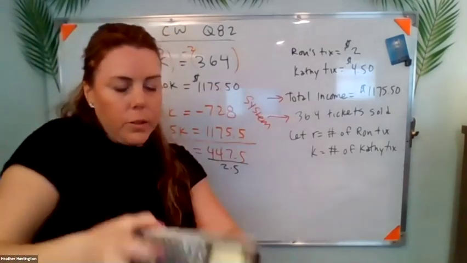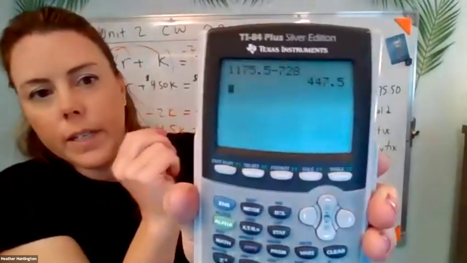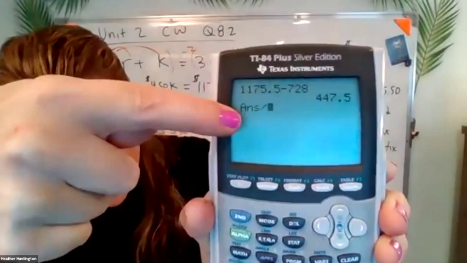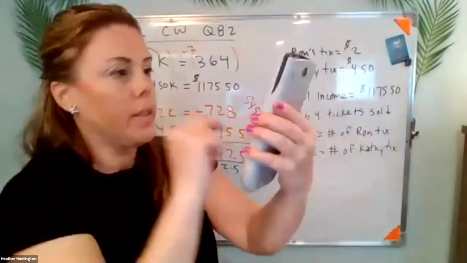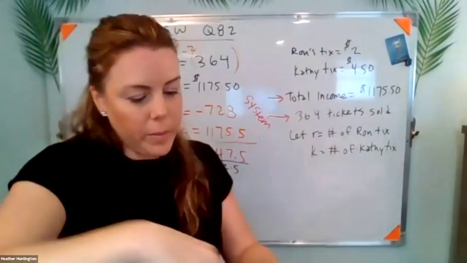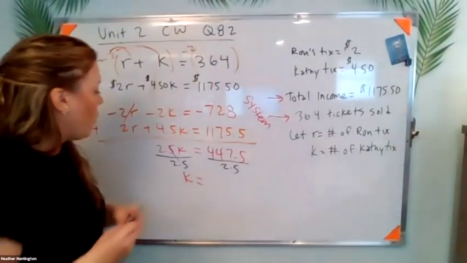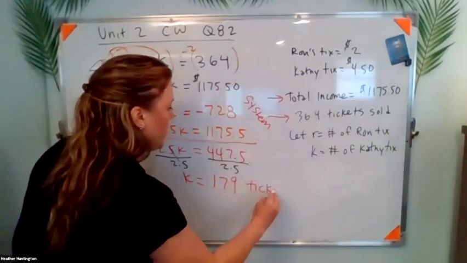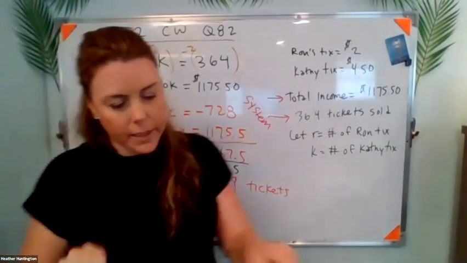And then I just click, oh, little shortcuts. If you have your answer there, I just click then divide, and notice it says ANS. Well, it's going to take the previous answer and stick it in there. Definitely saves time when taking a test or something, and you minimize the mistakes that you make. So now I'm getting 179. So it says that Kathy sold 179 tickets.